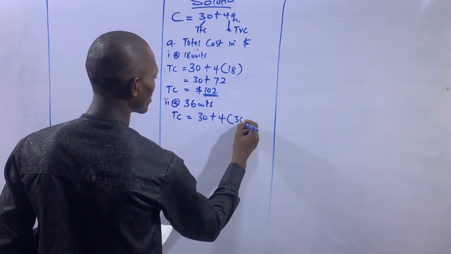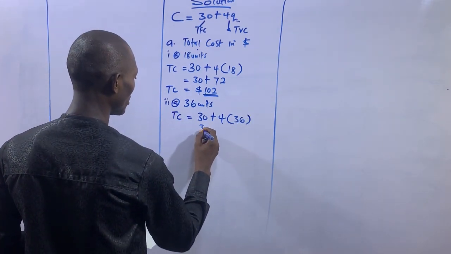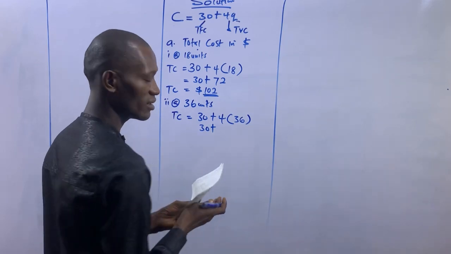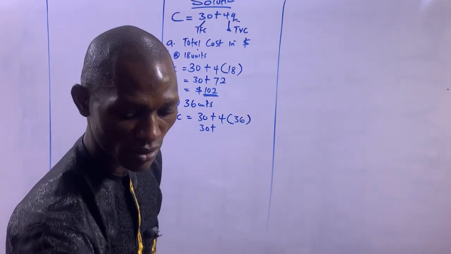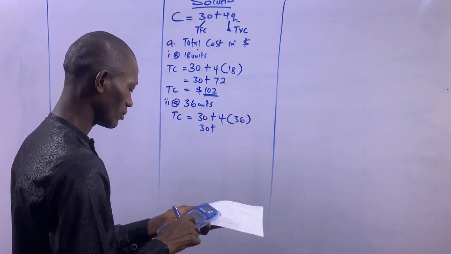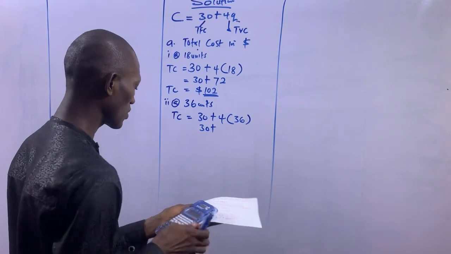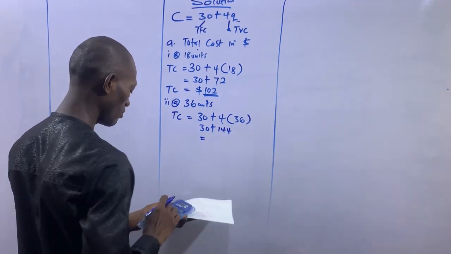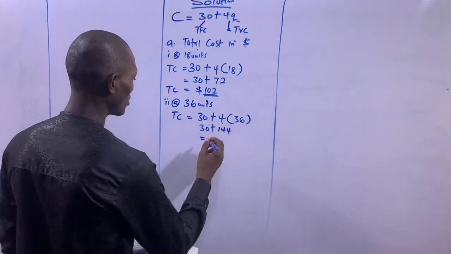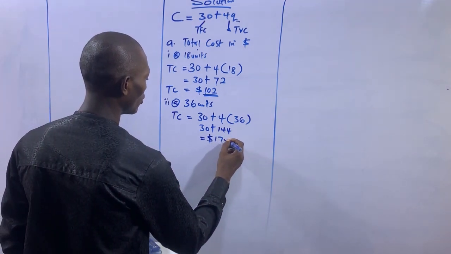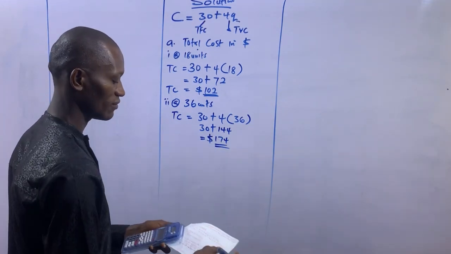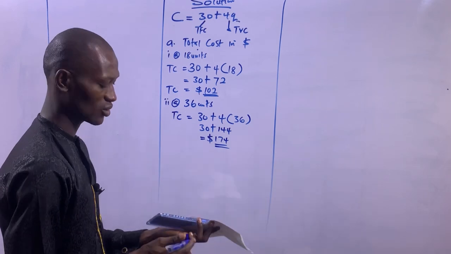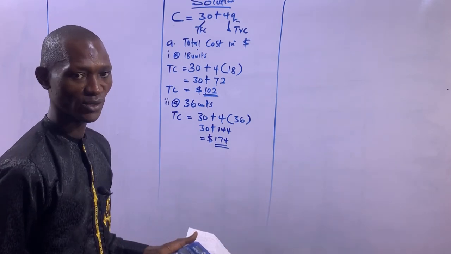So we have 36. Then 30 plus 36 times 4. Excuse me, 36 times 4 now. 36 times 4 gives us 144. So 144 plus 30 gives us $174. That's what we have. So I hope this is understood. So this is the A part of the question.